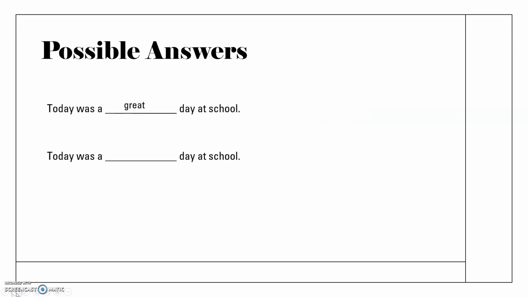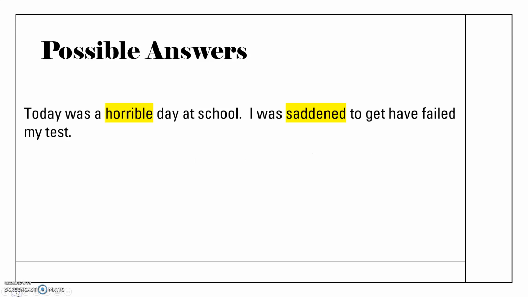If we're going to go with the same example again, but the second sentence is different: "Today was a horrible day at school. I was saddened to have failed my test." This is the same example, horrible being the word you filled in. You can use the context clue saddened in the second sentence to give you clues to what the meaning of that blank is, in this case the word horrible that we filled in.